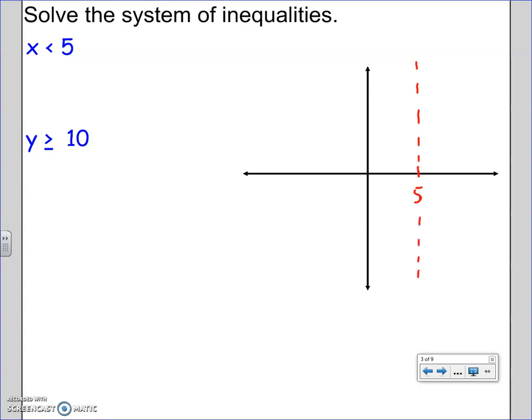So this is basically x is always 5, because this point here is 5, 0. This is like 5, 1, 5, 2, 5, 3, and so on, because x is always 5. Doesn't matter y. Now to do shading, I still use a test point, so I'll try 0, 0 as my test point. I plug in 0, 0. 0 is less than 5. That is true. So I shade this side with 0, 0, meaning the left side.